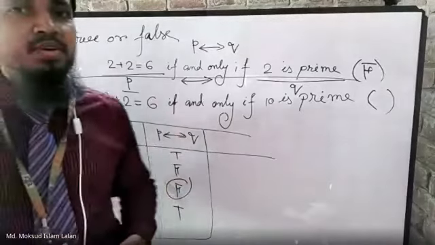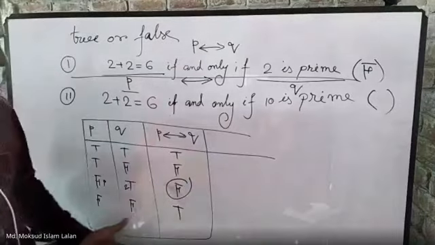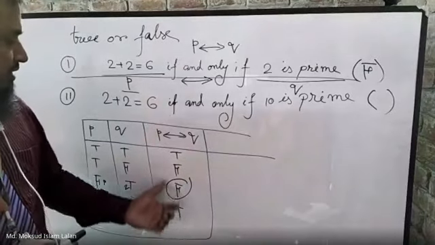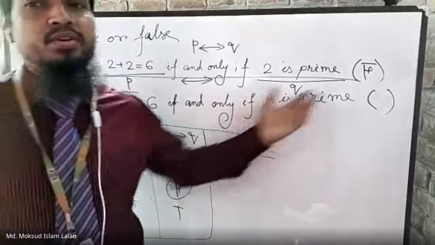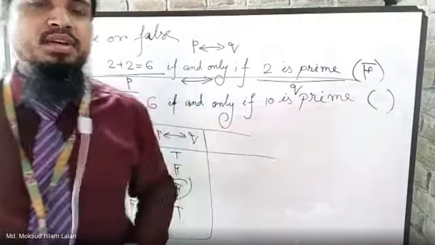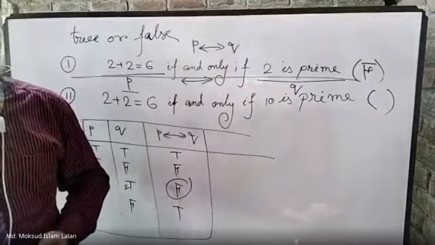If those are the same, false and false, then it will be true. Very good. Since they have the same truth values, I mean false, false, definitely the biconditional result will be true, right?